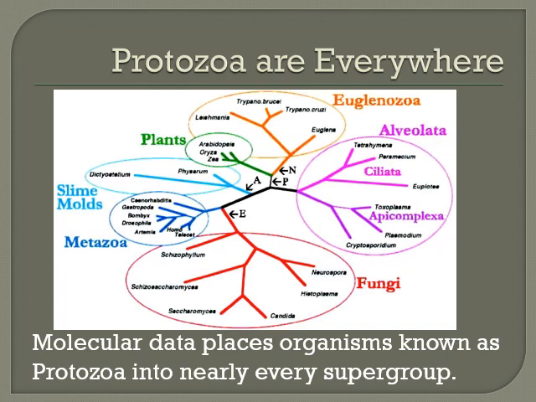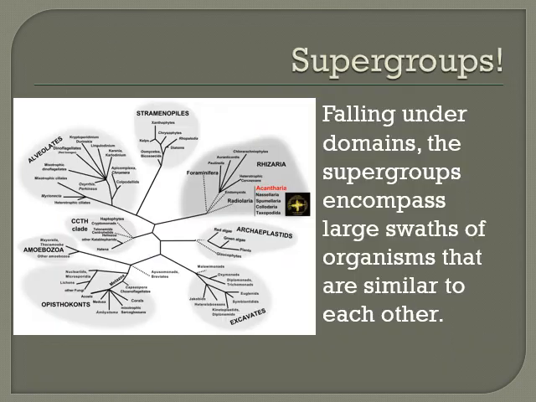Molecular data, which is, to me, the way you should organize things, places what we call protists into every single supergroup out there. They're everywhere. They're part of everything. Supergroups are a level that fall right underneath the domains taxonomic level. We had 3 domains, archaea, bacteria, eukarya, and now we're looking at the level right underneath that.